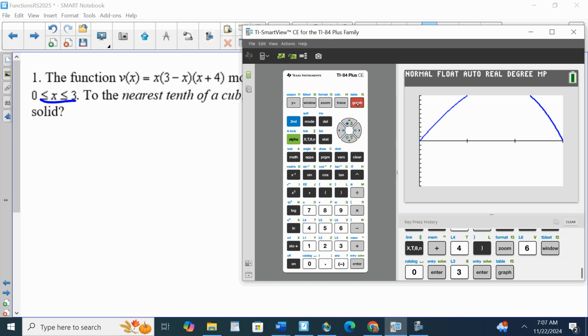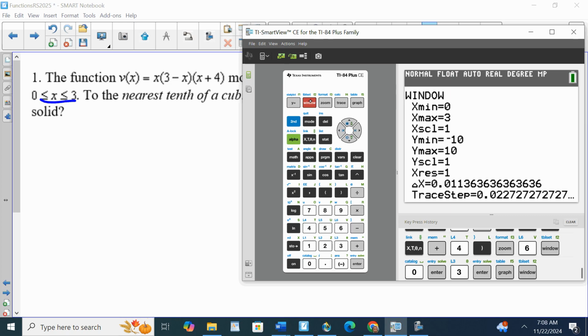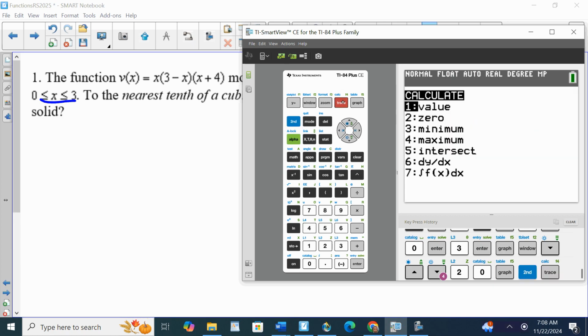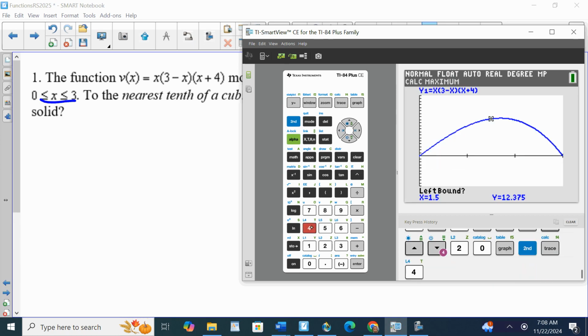I can do it by window or zoom out. I prefer window since I want to see more of the top. The top is y max. X min is left. X max is right. Y min is bottom. Y max is top. I always at least double it. So I'm going to make it from 10 to 20. I see it now.